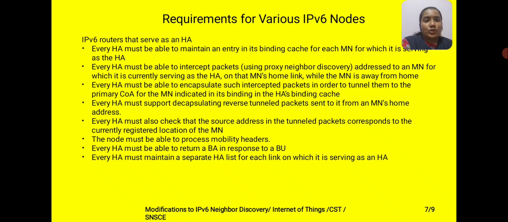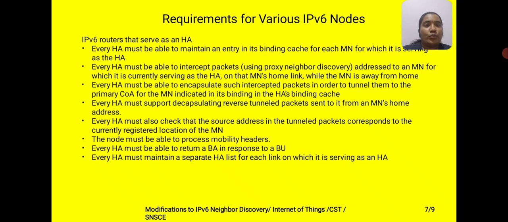An IPv6 router then serves as an HA. Every HA must be able to maintain an entry in its binding cache for each MN for which it is serving as HA, to intercept packets using proxy neighbor discovery addressed to the MN, for which the current server is being used while the other home agent has been given. It must encapsulate such intercepted packets in order to tunnel them to the primary COA in the binding cache. Every HA must support decapsulating reverse tunneled packets sent to it from an MN's home address. Every HA must also check that the source address in the tunneled packet corresponds to the currently registered location.